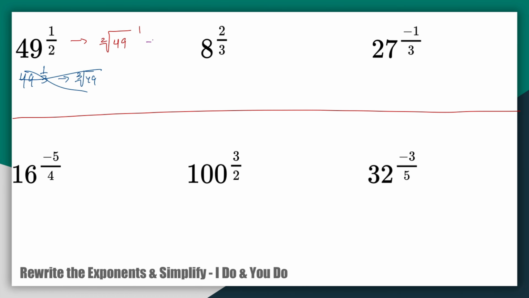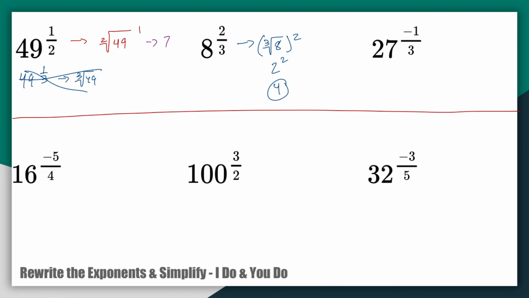7 to the power of 1 is just 7, okay? Let's do the next one. 8 to the power of 2/3. Would you look at that? A duplicate. Shame on me, okay? You get the third root of 8. Remember, E over R to the power of 2. Third root of 8 is 2. 2 squared is 4.